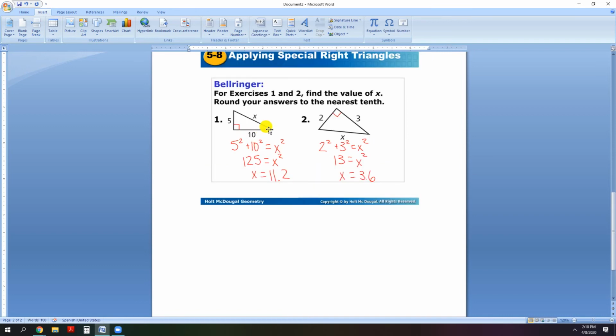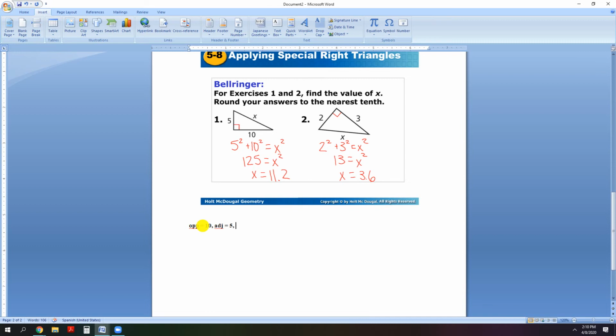Right? Now, which angle do we want to figure out? We could figure out the angle that's in between 5 and x, or the angle that's in between x and 10. Let's figure out the one that's between 5 and x. Okay, so we need to label our sides. Since we're looking at the one between 5 and x, the opposite would be 10. The adjacent is going to be 5.